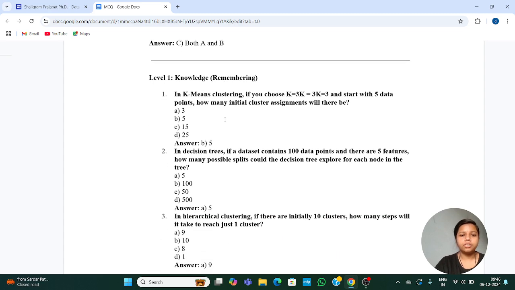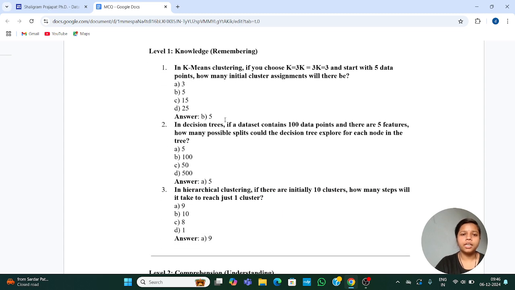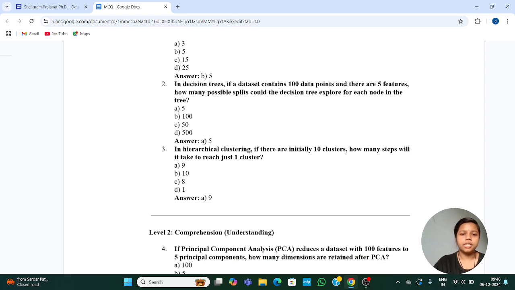The next question is, in k-means clustering, if you choose k equal to 3 and start with 5 data points, how many initial cluster assignments will there be? The answer is 5.